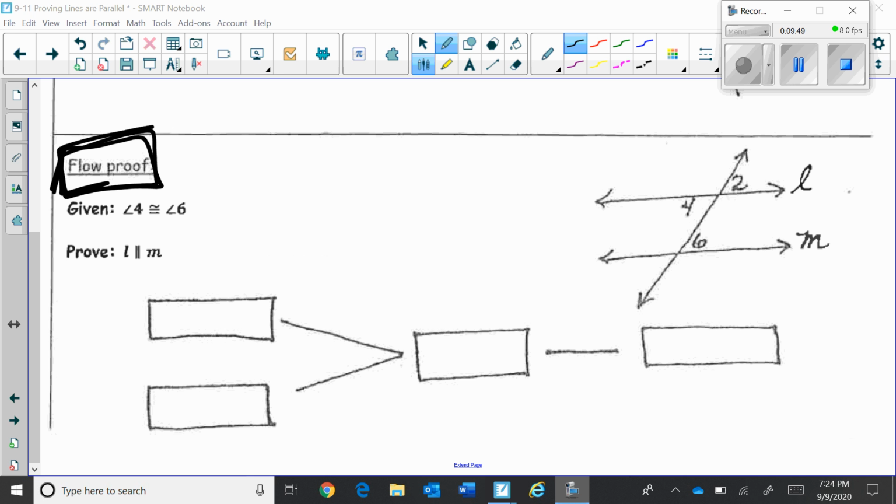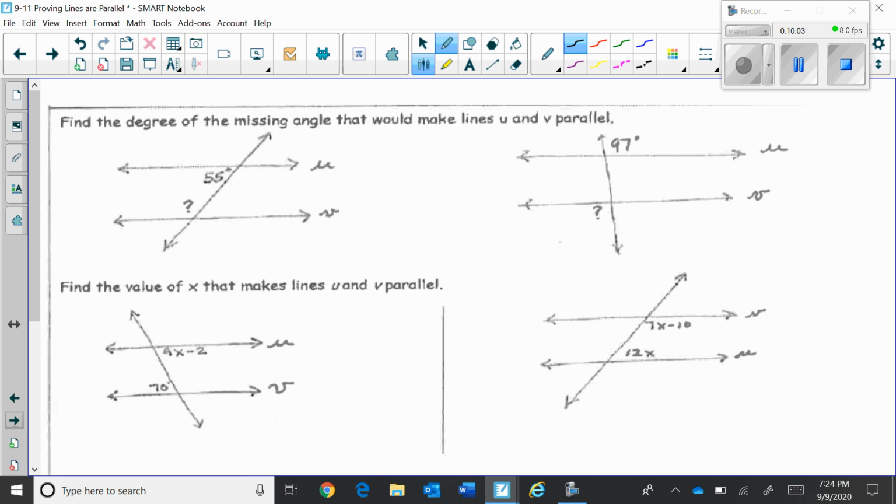Hopefully you answered that question. If you notice, I've now switched my screen to this flow proof, which is down below. We're going to put this to the side for right now. We're going to talk about this in class. So just put that flow proof to the side, and we're going to flip over to this page right here.